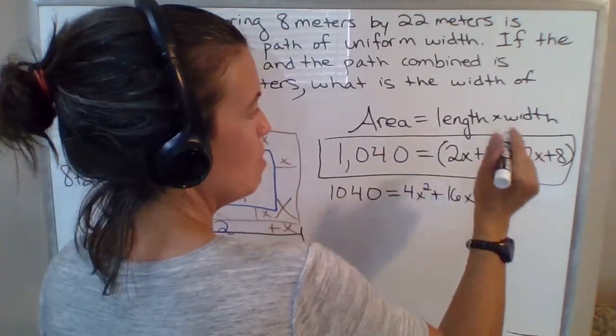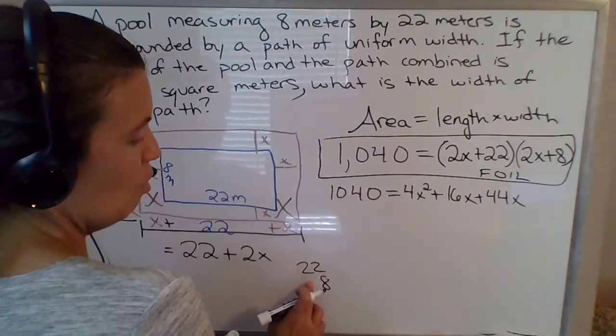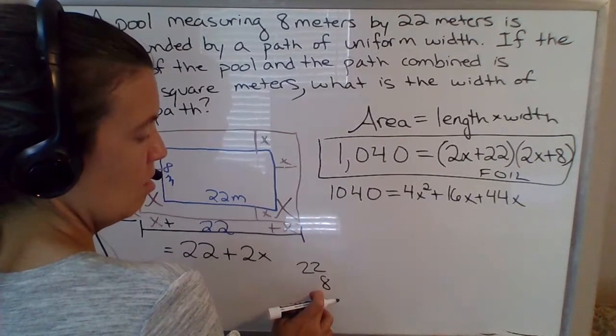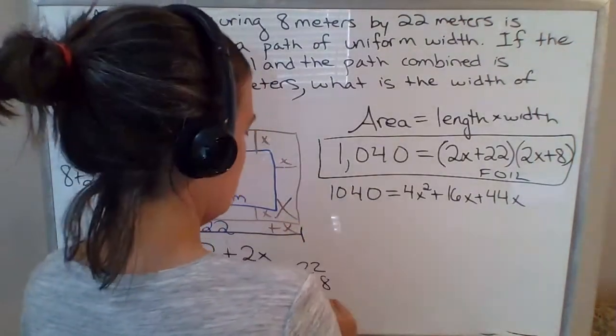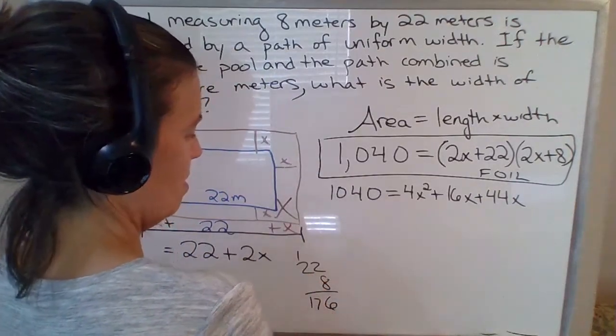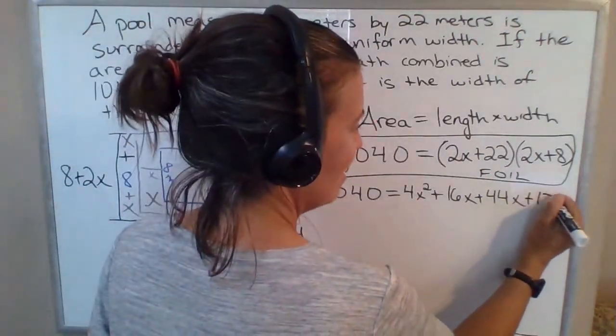Last, 22 times 8. Oh, I don't have a calculator handy. 22 times 8. Well, if it's 20 times 8, that would be 160, right? Plus another 16, that's 176. Yeah, I didn't add that correctly at first. Good thing I double checked. Okay, good.